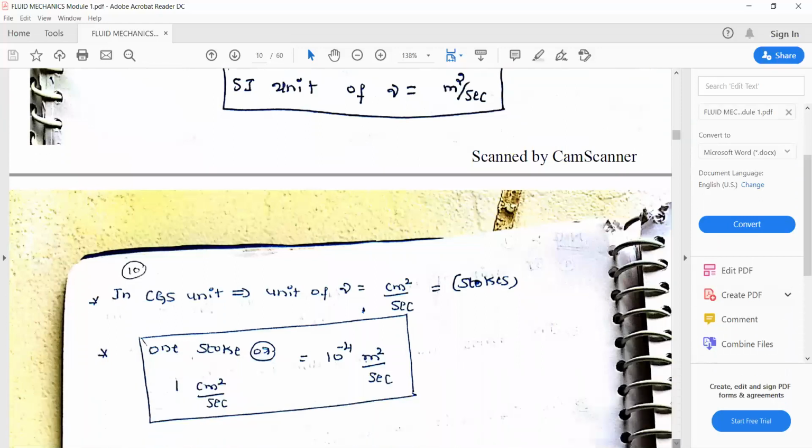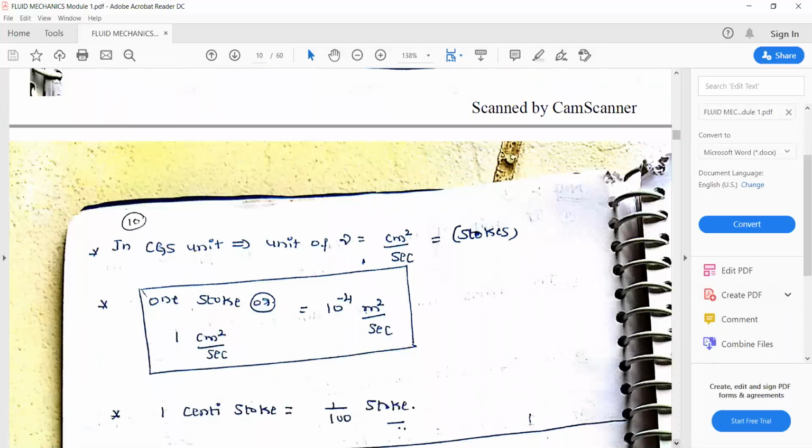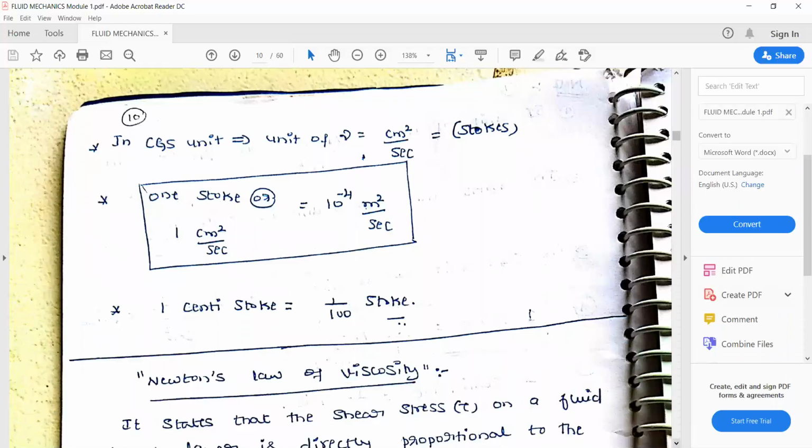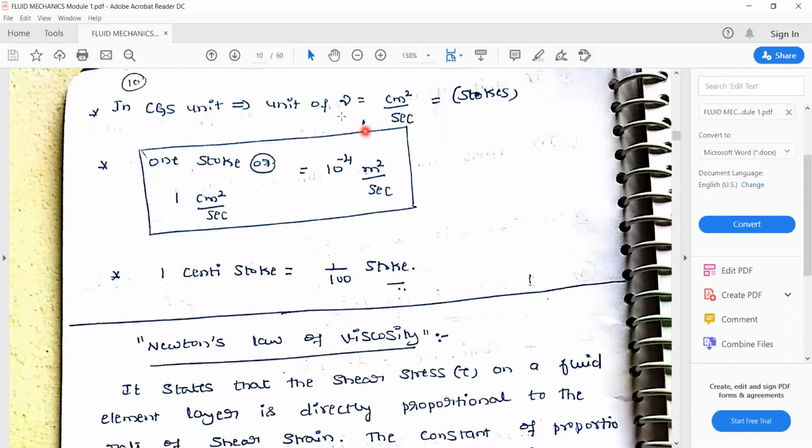Next, in CGS unit, centimeter gram second, the unit of nu is centimeter square per second. That means you have to write distance in terms of centimeter. One more name is there for centimeter square per second, that is Stokes.